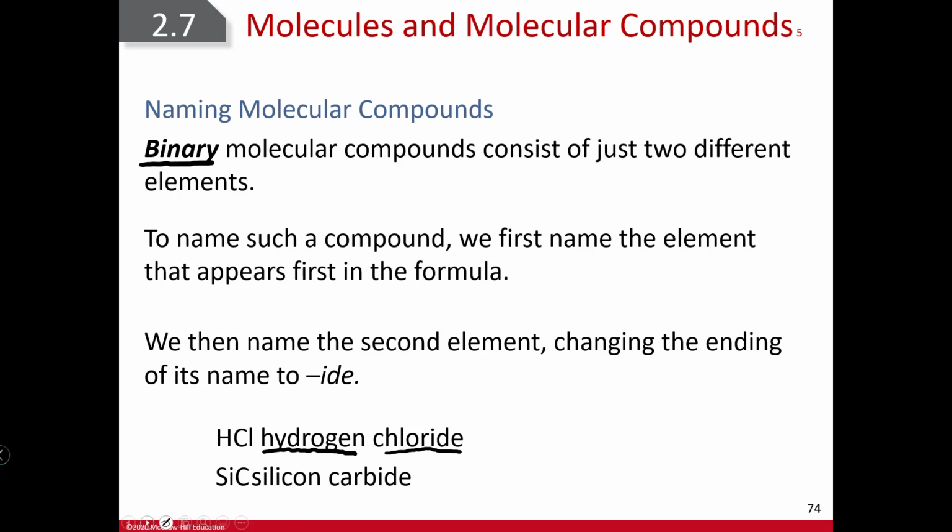Same thing here. Silicon is Si. Carbon, as it's bonded to silicon, becomes IDE, so carbon becomes carbide. So we always change the second element to IDE to say, hey, we're not talking about an element, we're talking about a compound. So these are binary compounds.